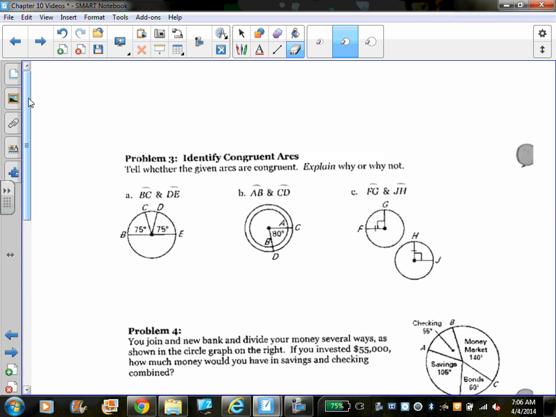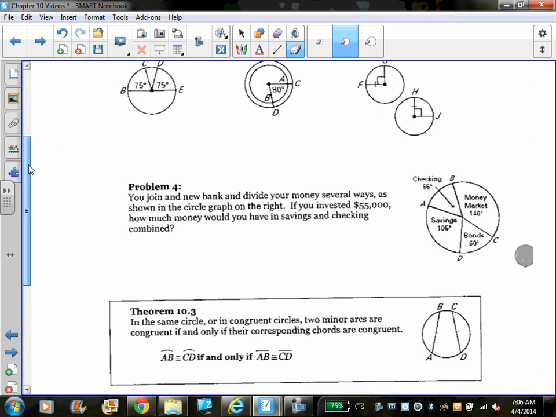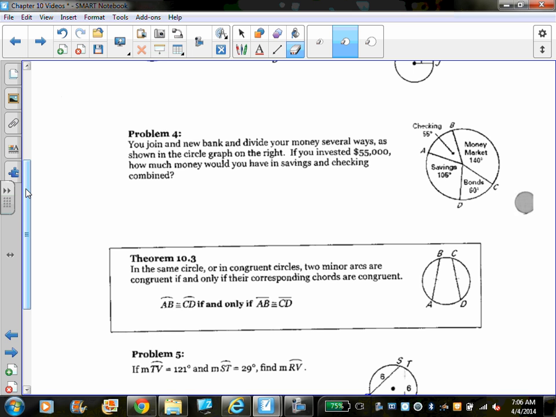Problem 4 is sort of new. Here's the situation. You join a new bank and divide your money several ways, as shown in the circle graph on the right. If you overall invested $55,000, how much money would you have in savings and checking combined? The idea is that this circle is representing all of your $55,000, and we're being asked how much of that money has gone into checking and savings. So this part right here. Basically, how much money is that?